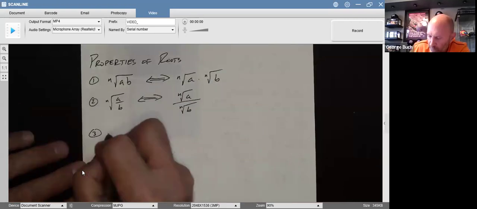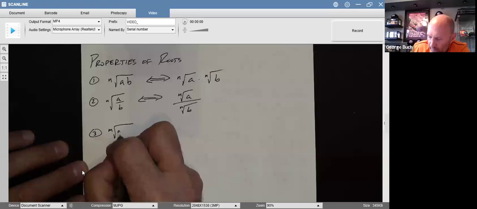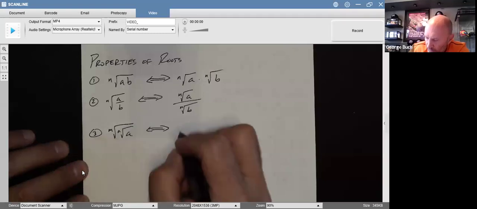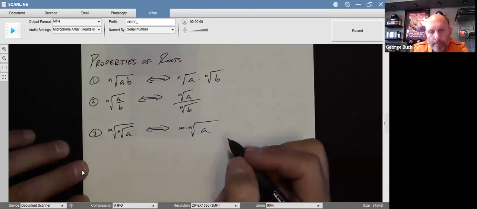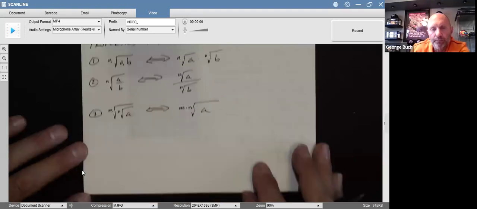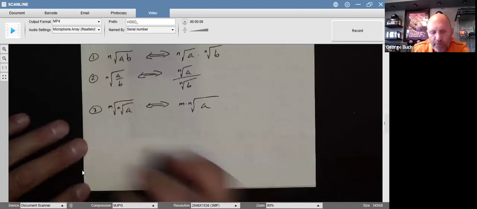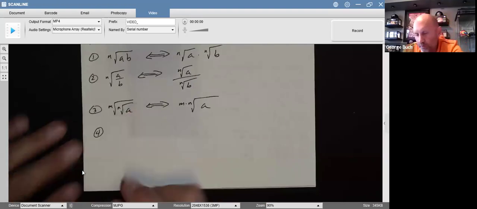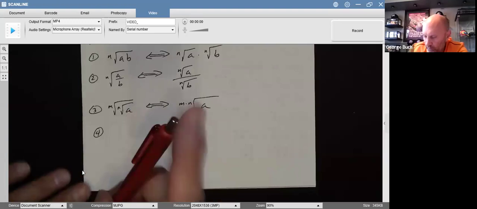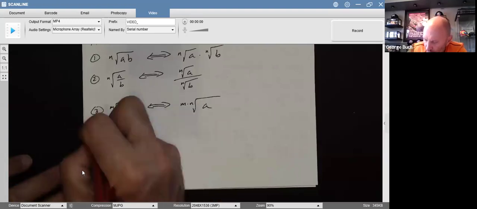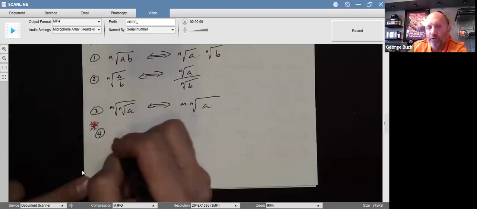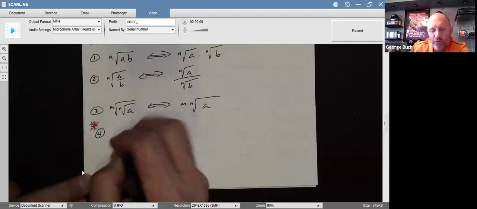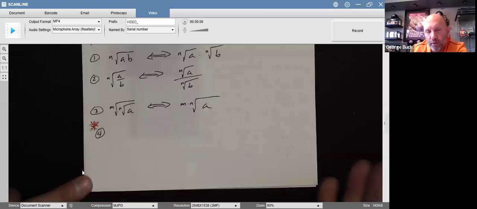If I have the mth root of the nth root of a, this is the same as the m times nth root of a. And then the last property I'll show you here. So this one is probably the most important that we're going to need to know here out of these guys. We're going to use 1 and 2 probably the most, but number 4 is extremely important to know. And this is going from roots to radicals, from roots to exponents and exponents to radicals.